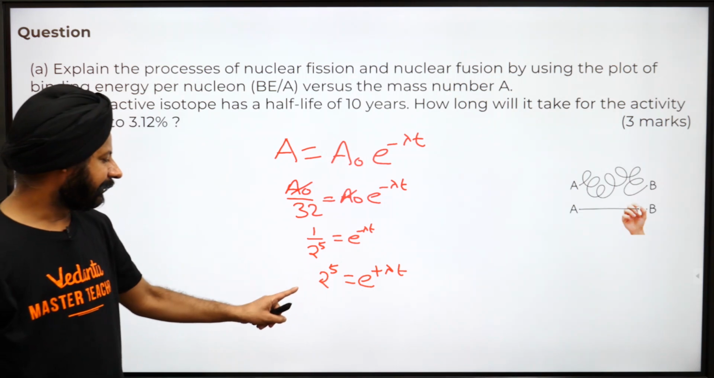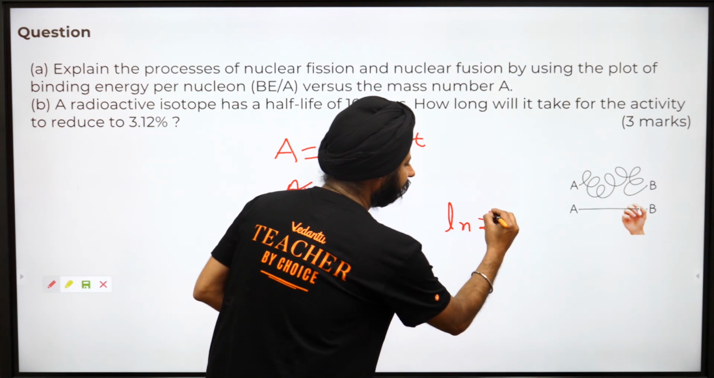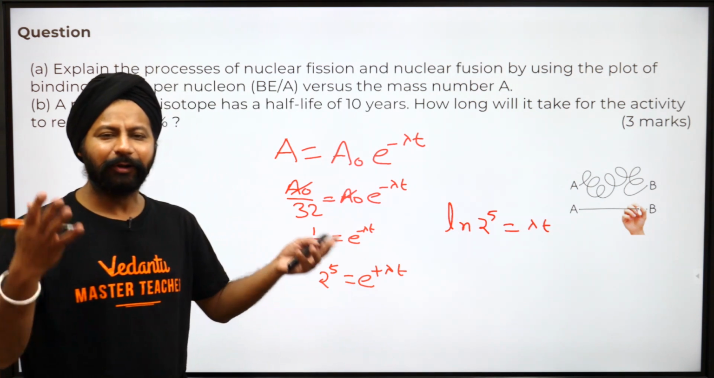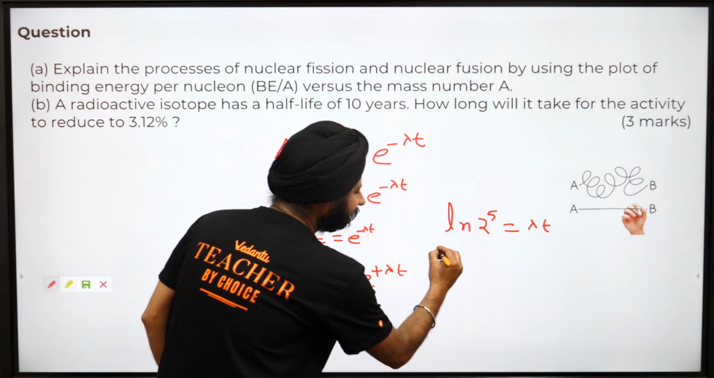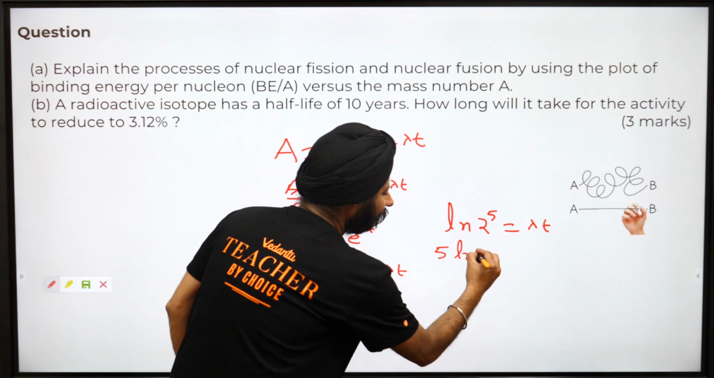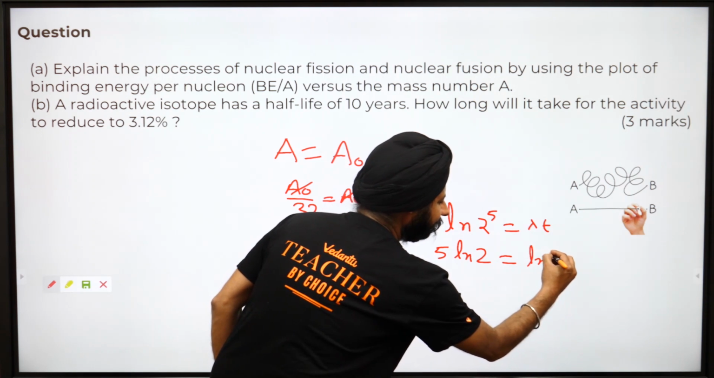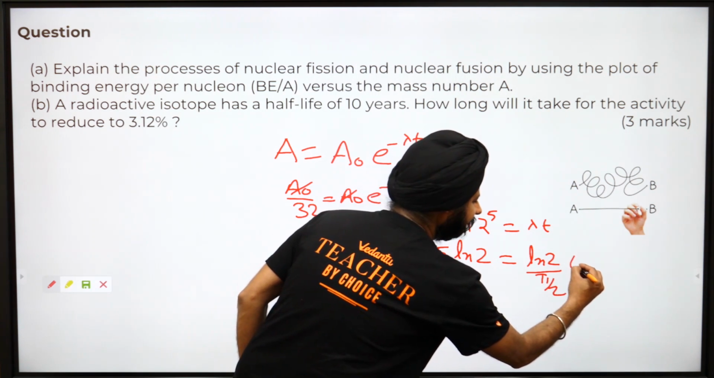ठीक है, lambda t. सो लॉग हो गया, इसके बाद हो गया log 2 to the power 5 is equal to lambda t. अब lambda क्या होता है? lambda is log 2 divided by half life period. तो और ये 5 इधर चला जाएगा. 5 log 2 is equal to lambda की जगह लिख दिया log 2 by t half life, है ना? t half life वो जो 10 साल दिया है वो.